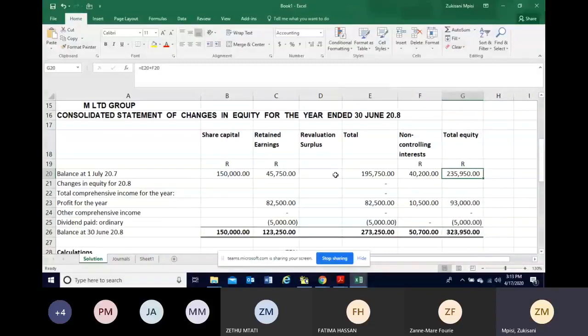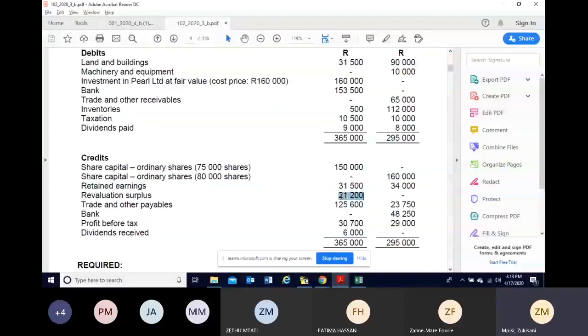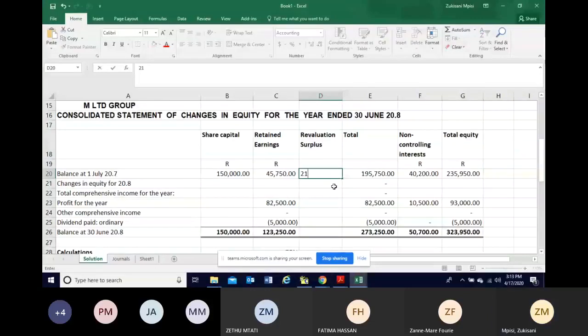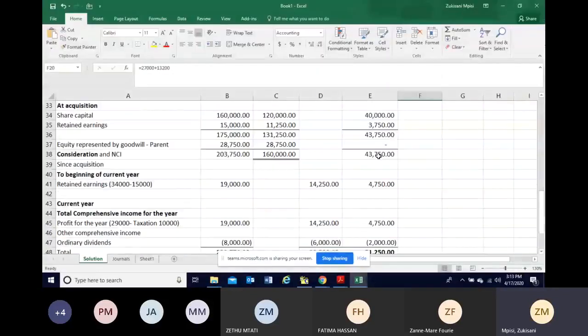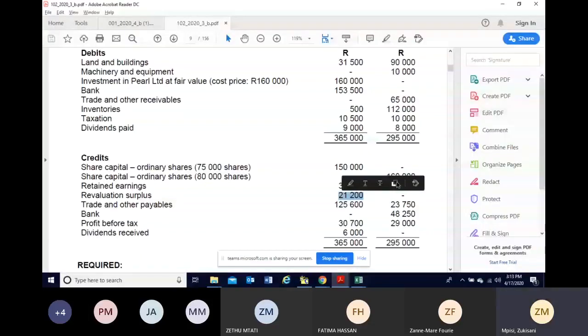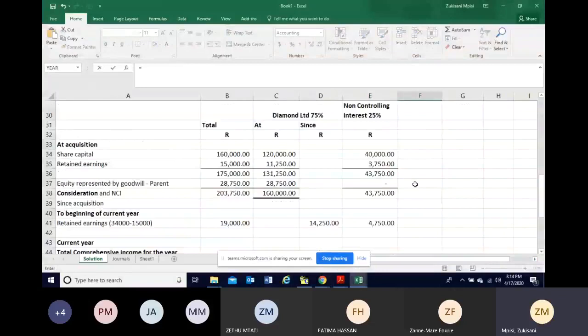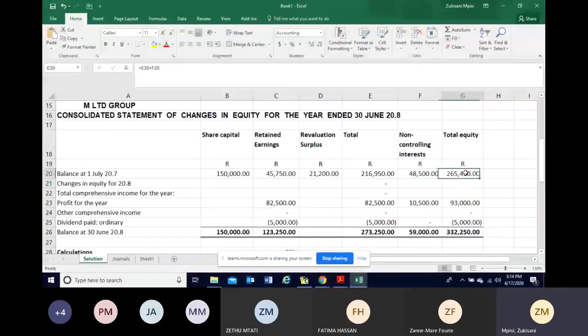Revaluation surplus. We've got a revaluation surplus of 21,200 that we have. We just come and we capture it here. And then we've got non-controlling interest. Remember our non-controlling interest? We're going to the statement of changes. It's going to be 43,750 plus 4,750. So it's basically made up of 43 plus 4,750, which gives you 485.